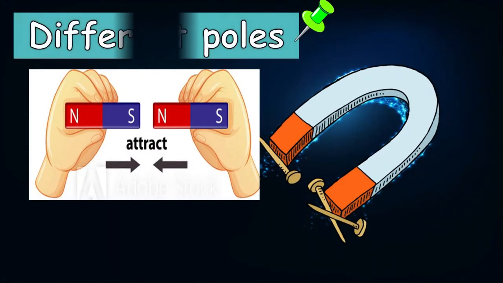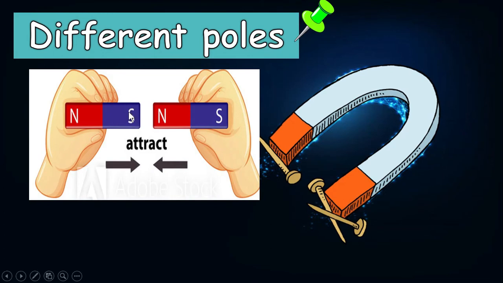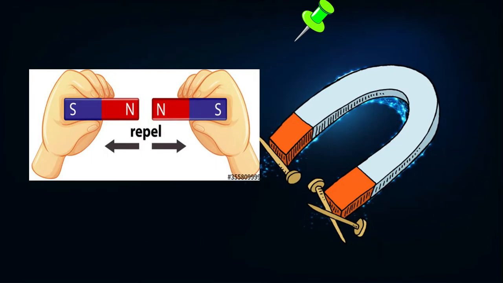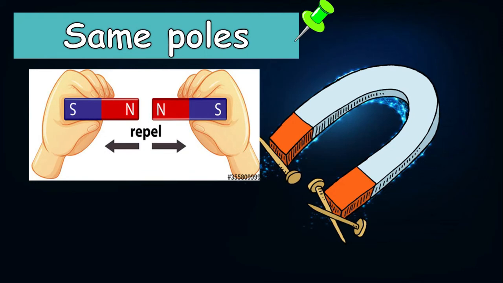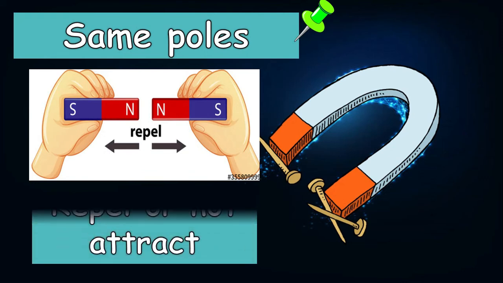Next, remember, different poles attract. As you can see on the screen, this is a south pole which is blue, and the red is north. When they are together, they can attract. If they are different poles, they will attract. How about if they are the same poles, like north to north or south to south? They will repel or they will not attract.